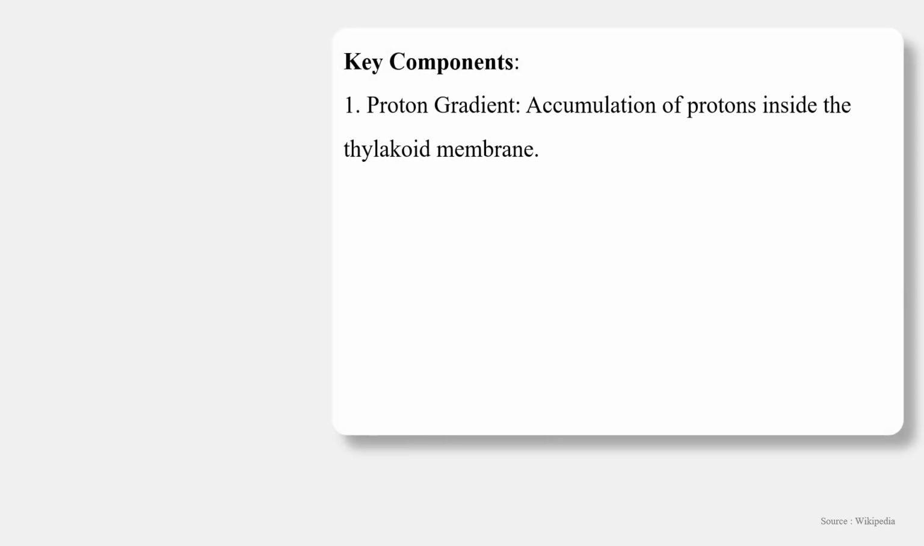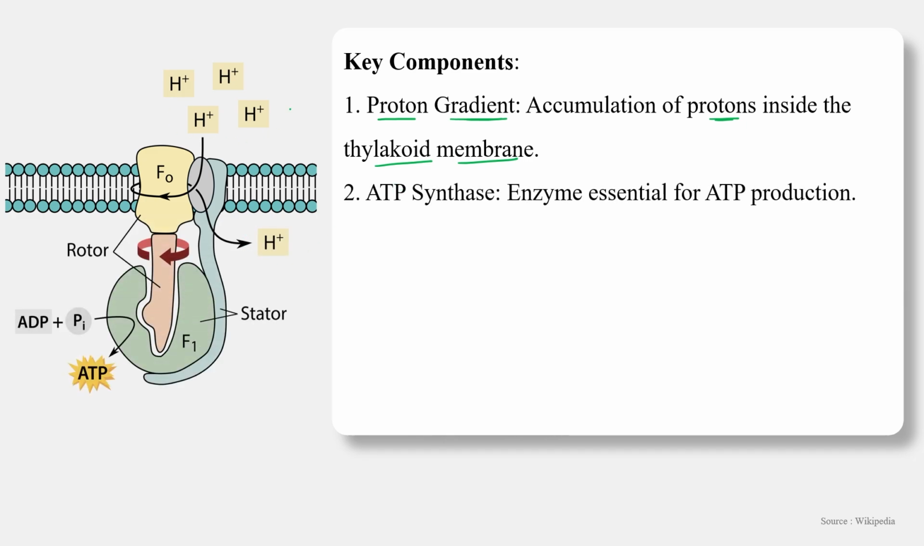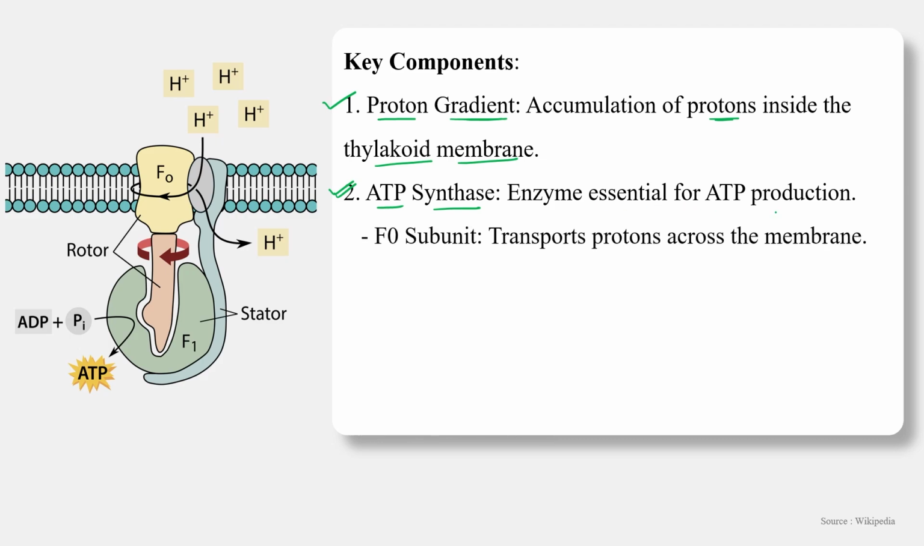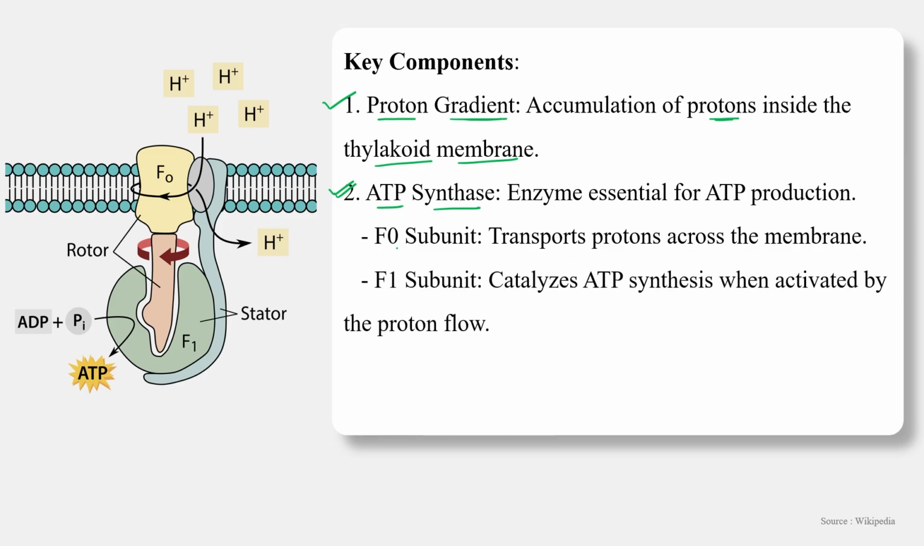So what are the key components involved in this proton gradient? First is the development of a gradient, known as the proton gradient, meaning accumulation of protons inside the thylakoid. Just now we have seen the picture inside the thylakoid membrane. Another one is the enzyme ATP synthase, and this enzyme is essential for ATP production. The F0 subunit transports protons across the membrane. The F1 subunit catalyzes ATP synthesis when activated by the proton flow.